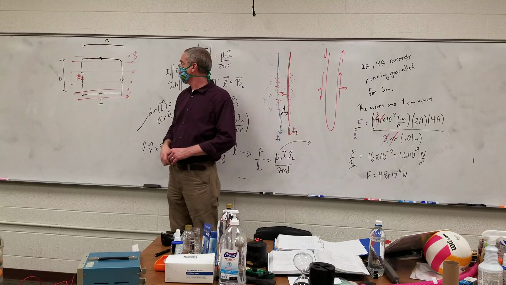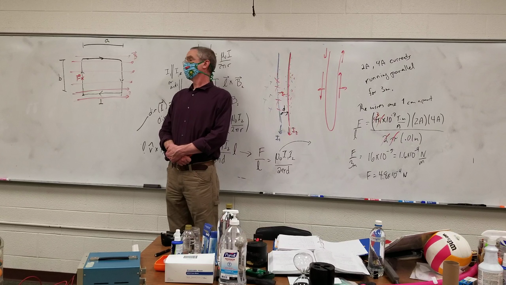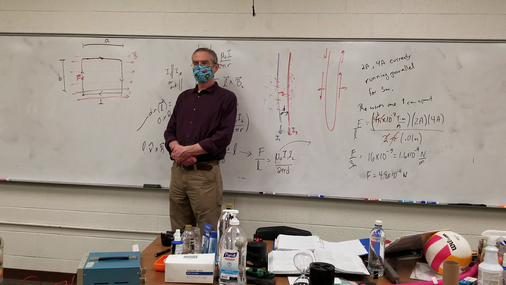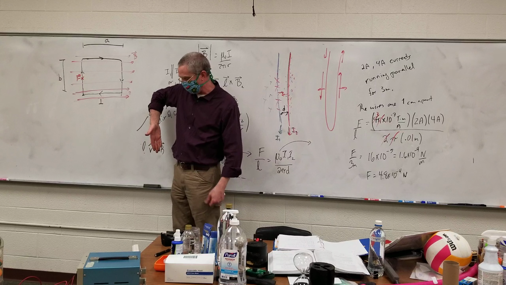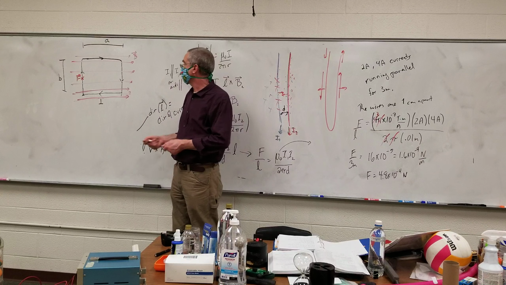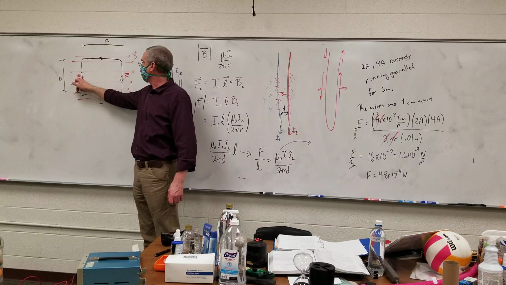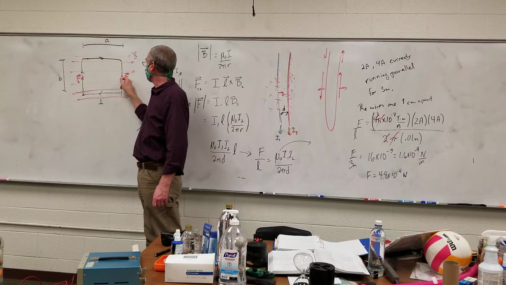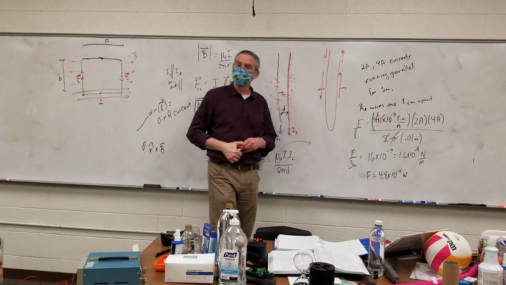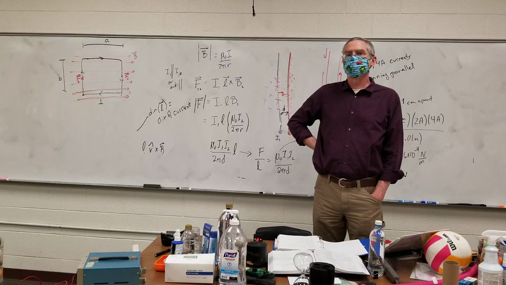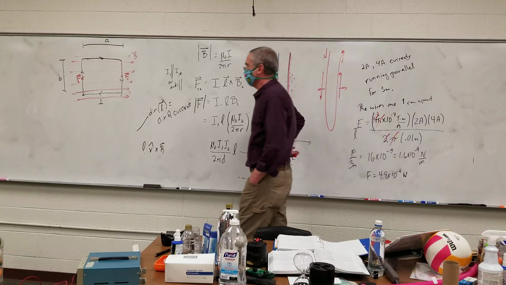What about down here? Did you get it? Out, so the current's flowing down, magnetic field's going that way, thumb points out. So we have force left and force right. And then on the bottom, no force again, because they're anti-parallel.